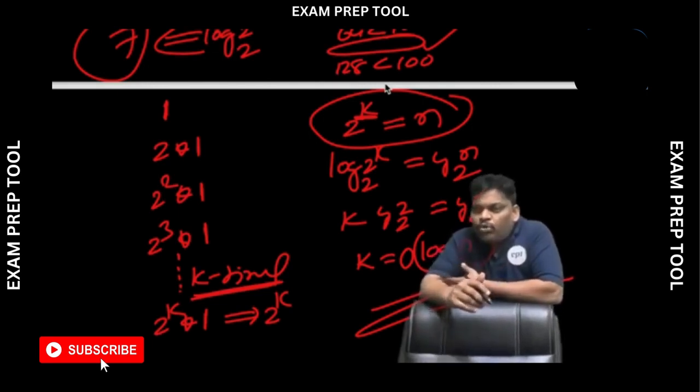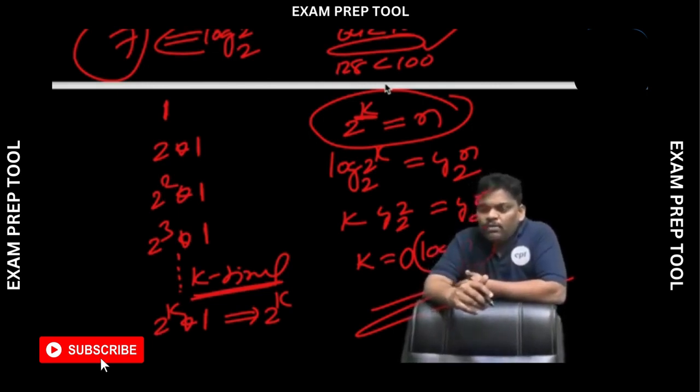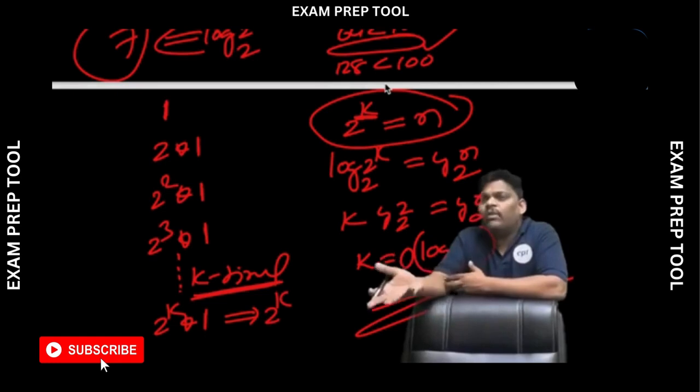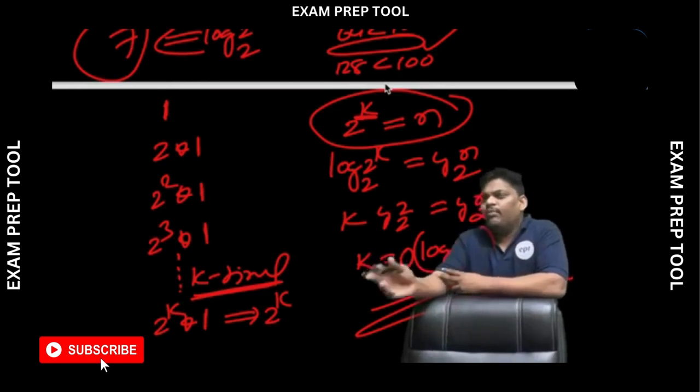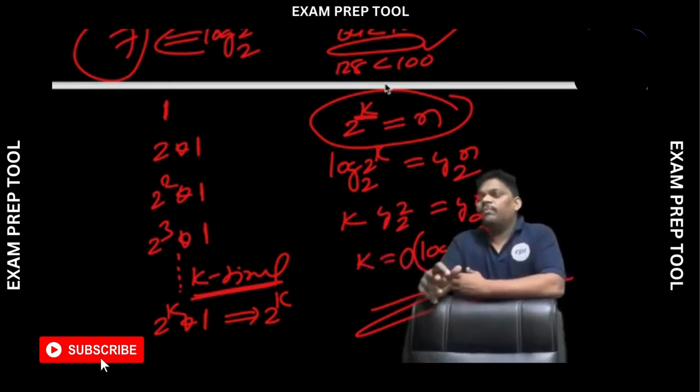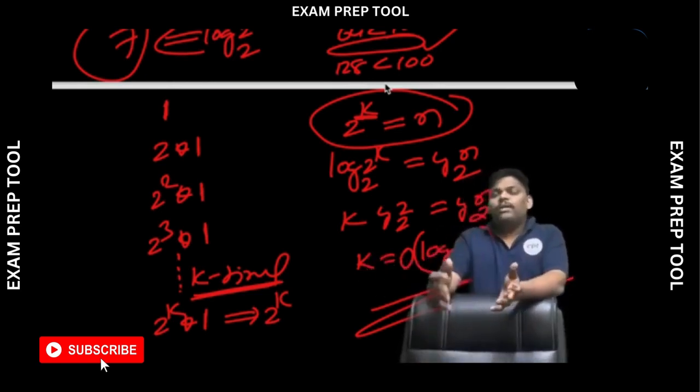Someone is asking, how did you get 2 power k, sir? See, if 2 power k equal to n had not happened, then I could have continued. The reason we stopped is that they both became equal. If both become equal, I have to stop.